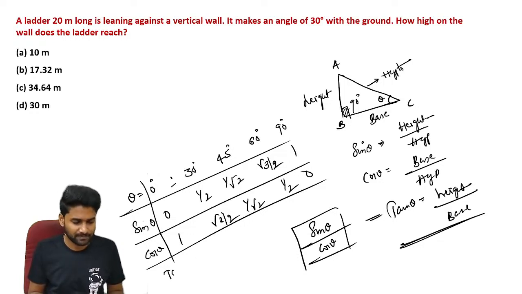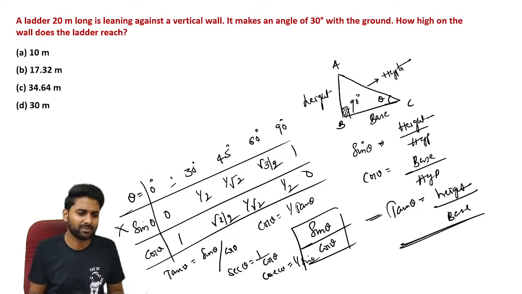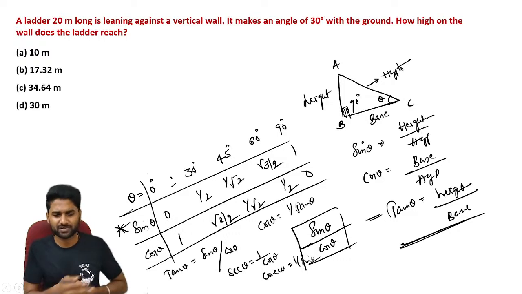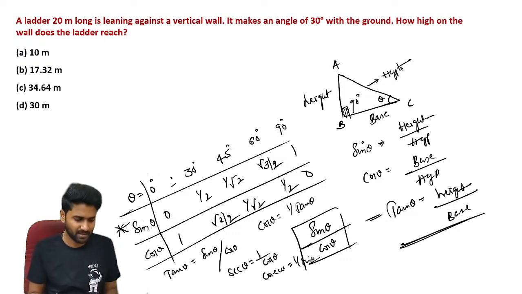As you know, tan theta is sine theta by cos theta. Next, cot theta is 1 by tan theta or cos theta by sine theta. Secant theta is equal to 1 by cos theta, and cosecant theta is equal to 1 by sine. That's why try to remember the sine angles, and after that just remember the conversions. If you know all the conversions, you can calculate the information.